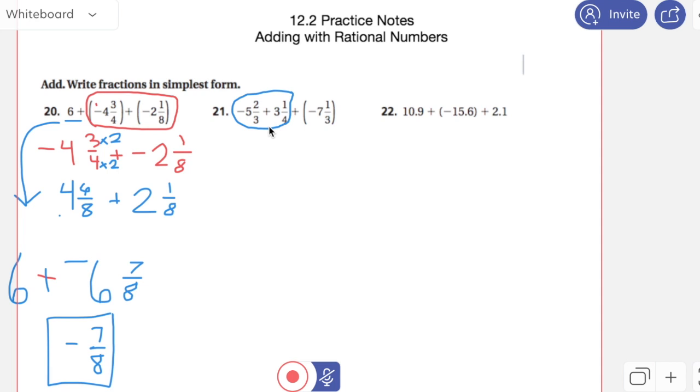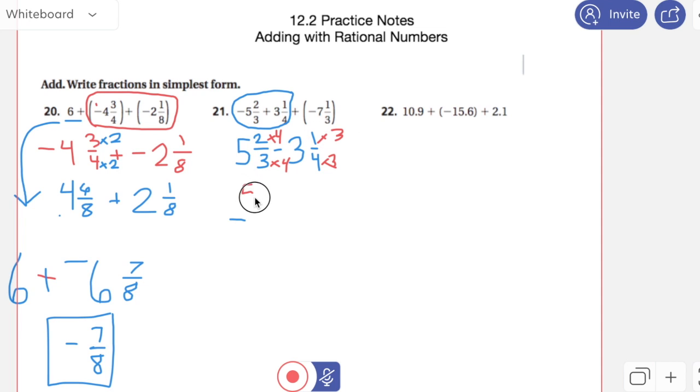What I can do here is when I'm adding with a positive and a negative, I turn it into a subtraction problem and I take the sign of the larger one. So 5 2/3, 5 is larger than 3 1/4, so my answer will be negative. And now I turn it into a subtraction problem of 5 2/3 minus 3 1/4. Again, I need common denominators, so 3, 6, 9, 12. The closest one will have to be 12. So I change both of those into common denominators and I rewrite.